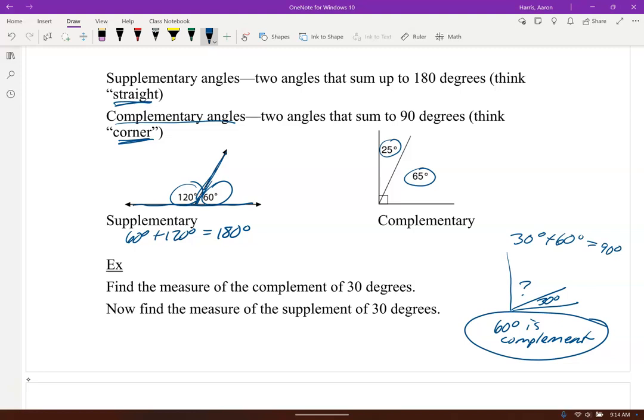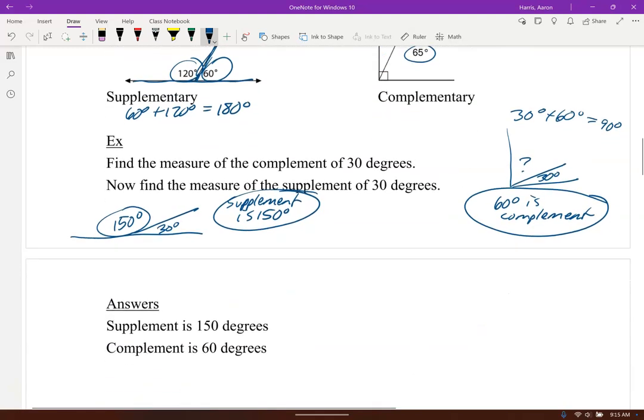What about the supplement, straight line, the supplement of 30 degrees? Well, 30 plus what is 180? Hopefully you're thinking it's got to be 150. The supplement is 150 degrees, because 30 and 150 add up to 180. Supplement straight, complement corner.